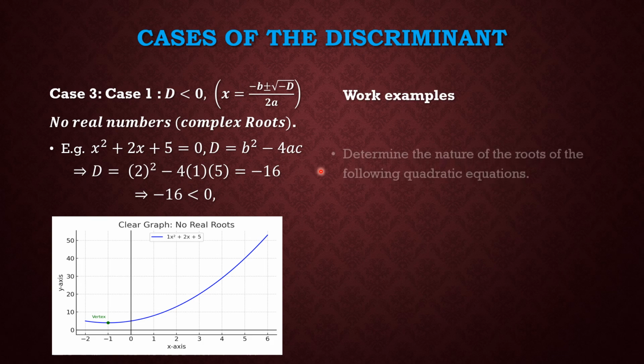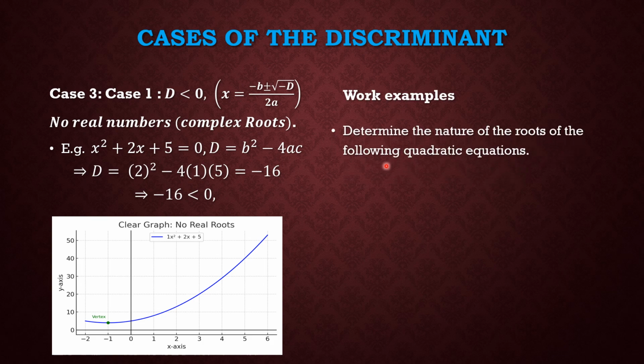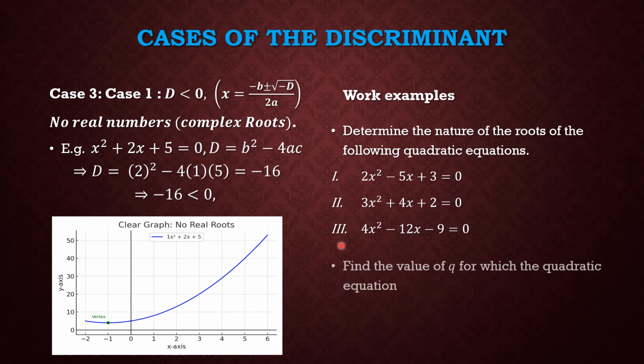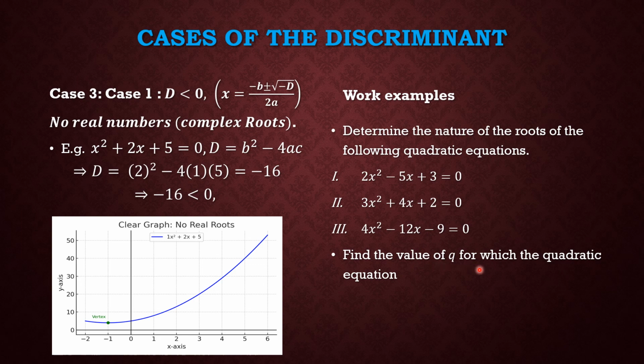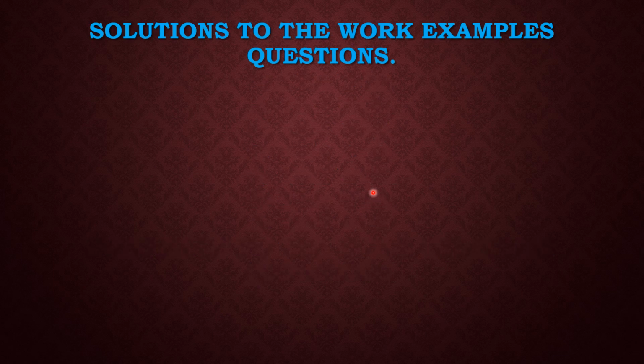So here, let's see an example. We are going to determine the nature of the roots of the following quadratic equations. We have part i, and part ii: find the value of q for which the quadratic equation qx squared plus 12x plus 9 is equal to 0 has real roots. So these are examples that we are supposed to try our hands on and compare our answers. Good. Now let's see the solution to the worked examples.